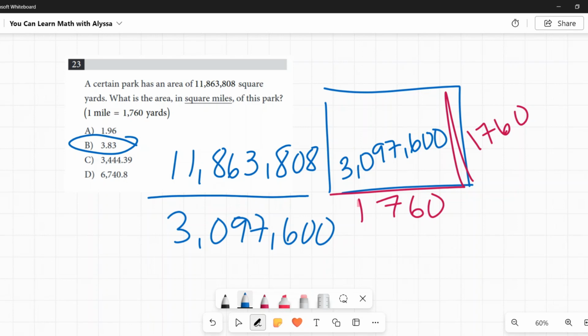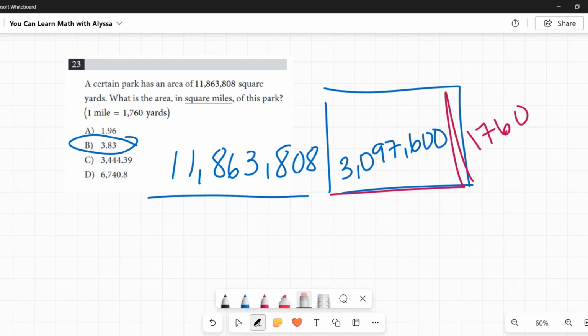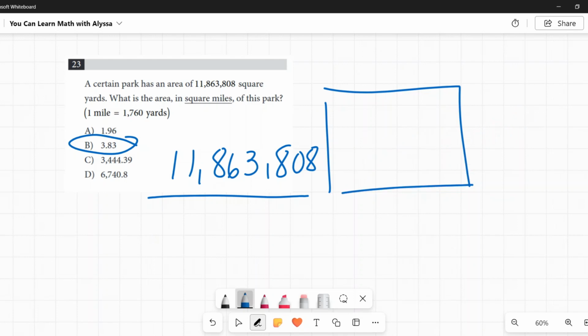Honestly, this is one where I think you can kind of estimate it, and you can get the right answer as well, because these answers are so wildly different from each other. So frankly, if you didn't have a calculator, or you're just wanting to double check your answer, I would think you'd say, okay, 1,760, that's approximately 1,800.